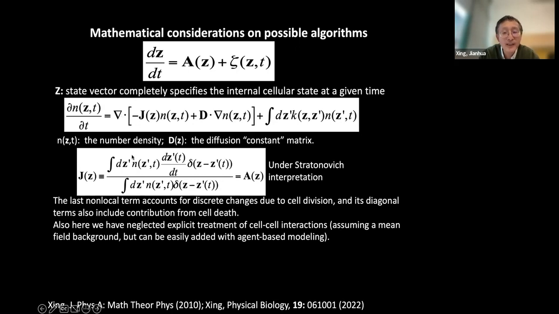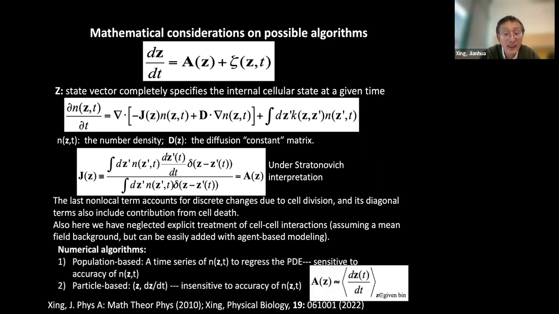And then use J, and the stratigraphy interpretation is simply given by related to this convection part, right? A matrix. You have this diffusion, and this term accounts for cell division, cell death, that changes. Well, also here I didn't put this cell-cell interaction, which you can add on also if you have more data.